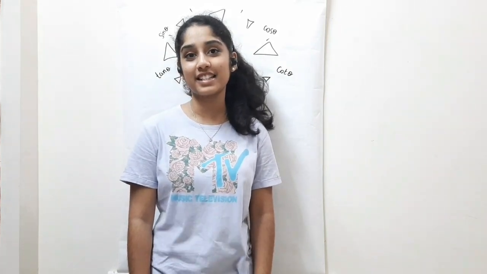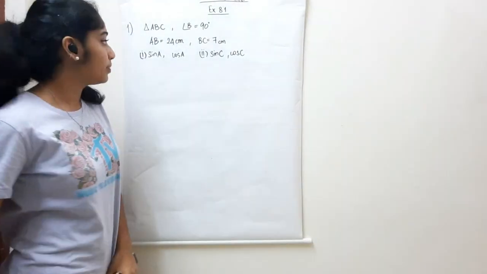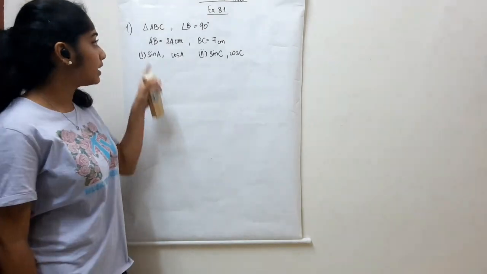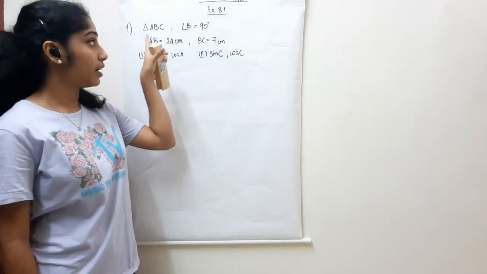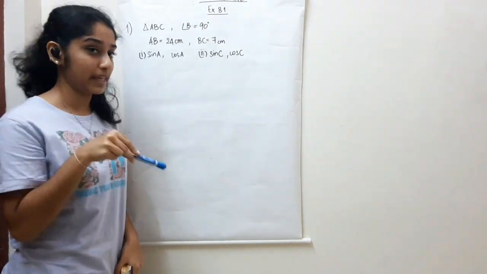So today I'll be starting off with Introduction to Trigonometry, class 10, and I'll be doing the first 3 problems from the first exercise. Let's get started with the first problem. So we're given a triangle ABC and the angle B is 90 degrees. So ABC is a right angle triangle, right angle at B.